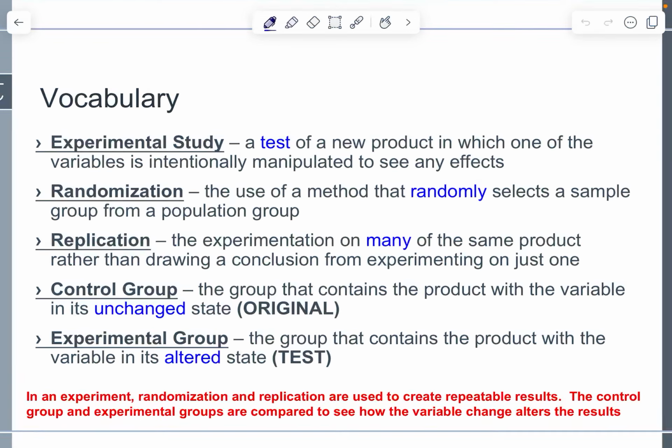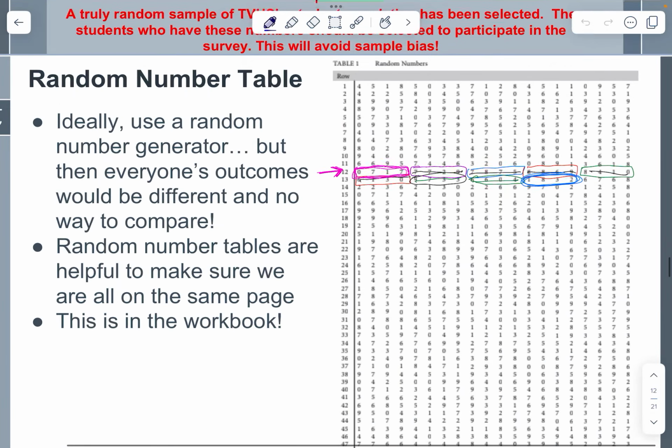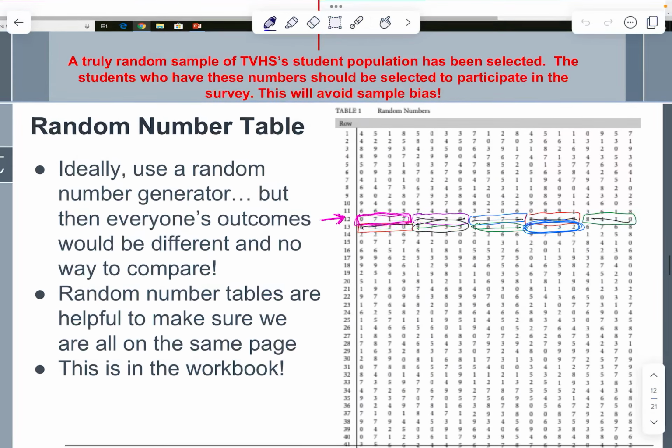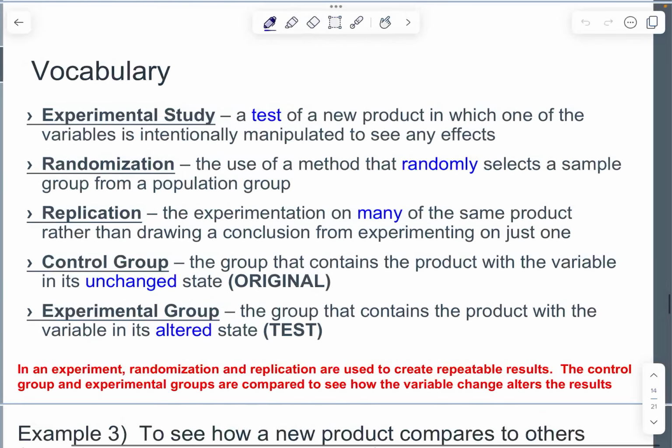Hey everyone, I just wanted to pop in and finish up today's lesson and start off some workbook problems with you. So, we left off yesterday talking about experimental studies, randomization, random number tables, and how we would get those values. So I just want to recap some of these words.